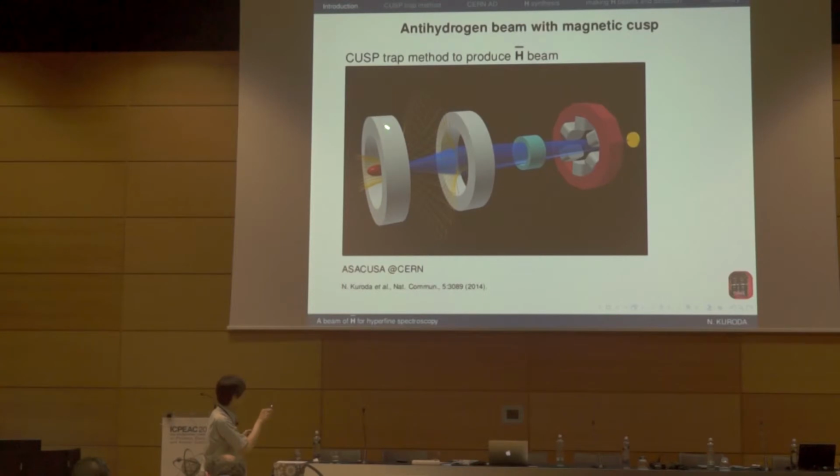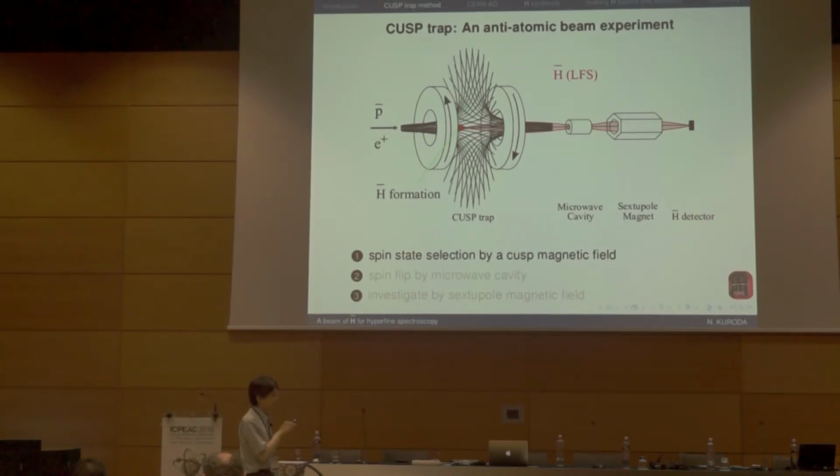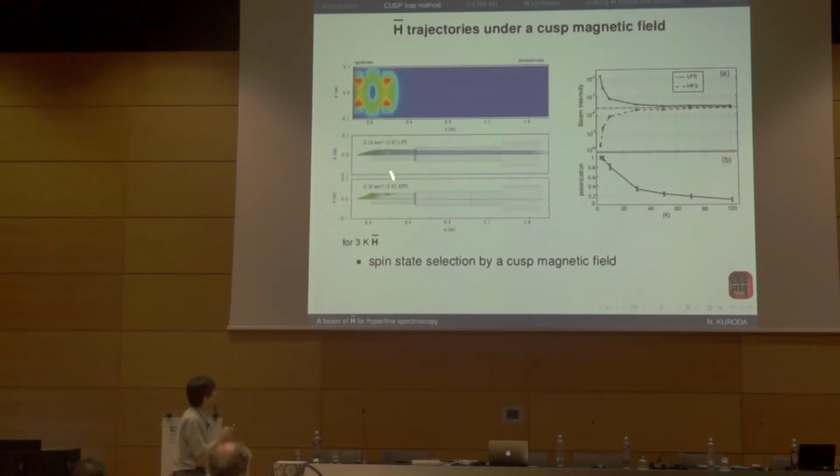This is consisting of an anti-Helmholtz coil. As you see, if antihydrogen forms inside this fast track, then gently this field gradient acts as a lens for low field seekers, while on the other hand, the high field seekers are broadly defocused. In this way, we can obtain a polarized antihydrogen beam.